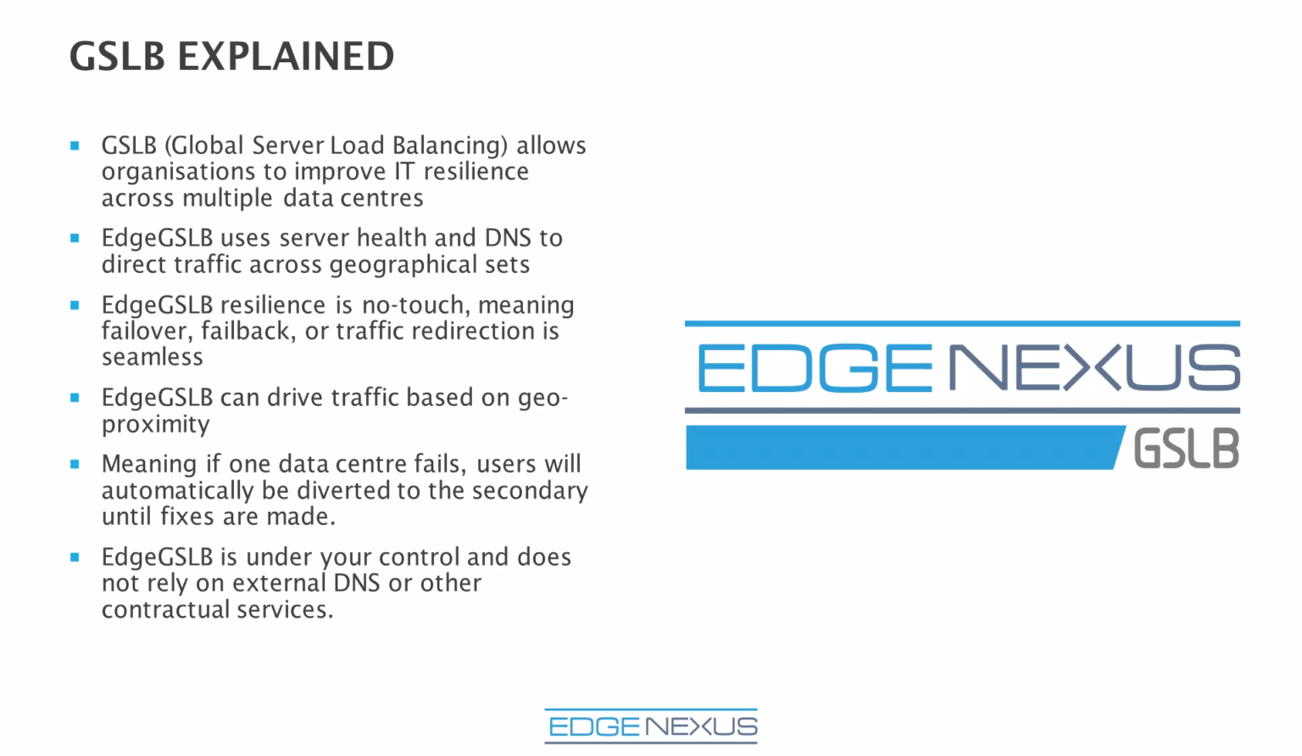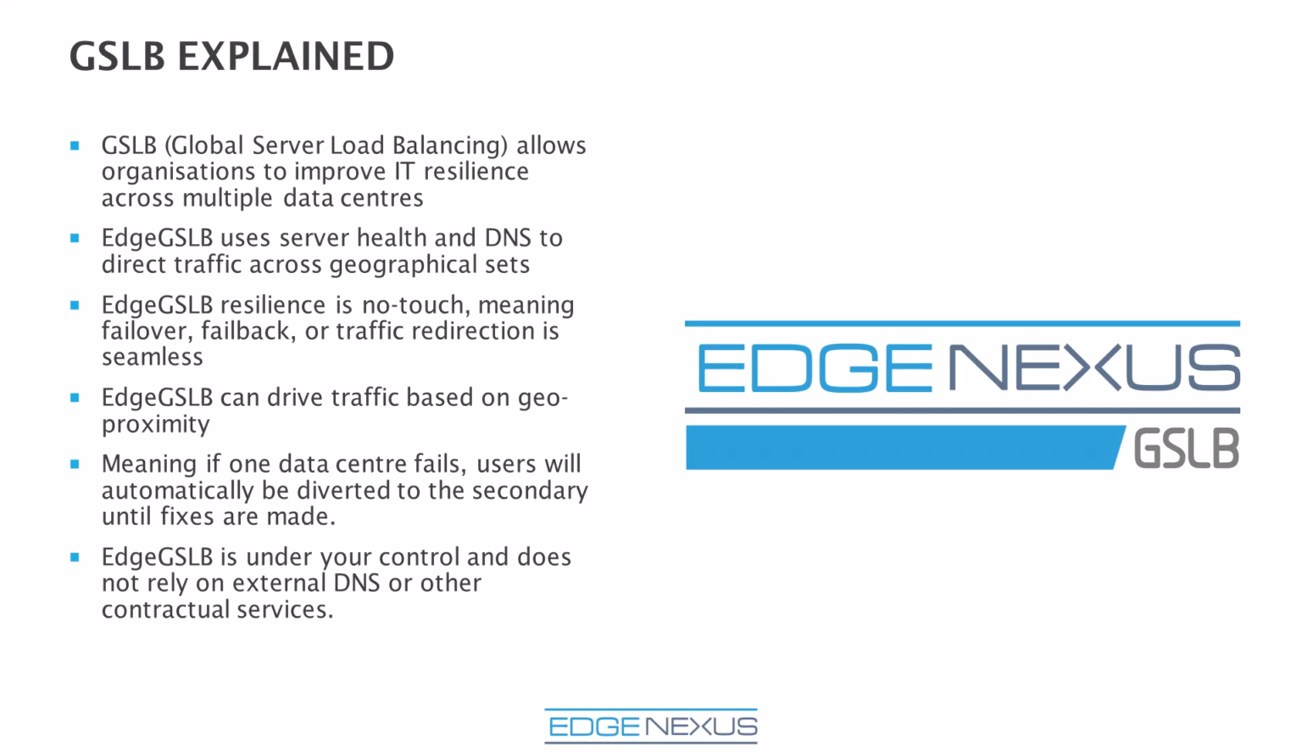GSLB, Global Server Load Balancing, allows organizations to improve their IT resilience using multiple data centers, on-ground or in cloud. EdgeGSLB uses server health and DNS to direct the traffic across geographical sets based on logic defined by the networking administrator. The great thing about EdgeGSLB is that its resilience is no-touch, meaning that failover, failback, or traffic redirection is seamless should any resources within a data center fail.